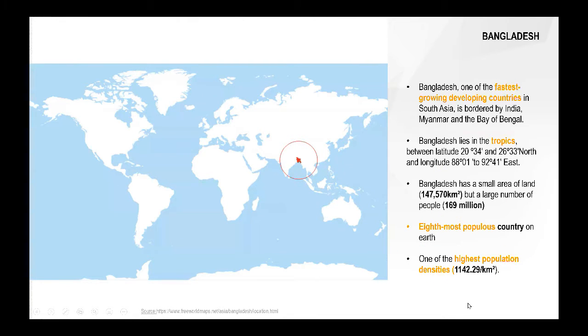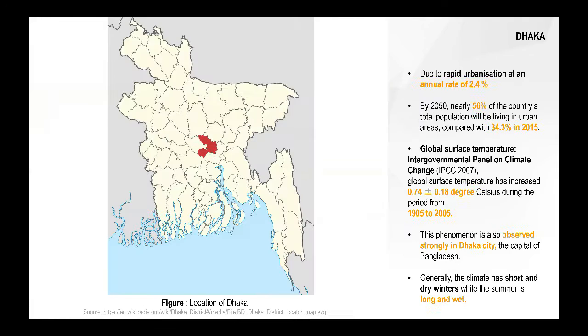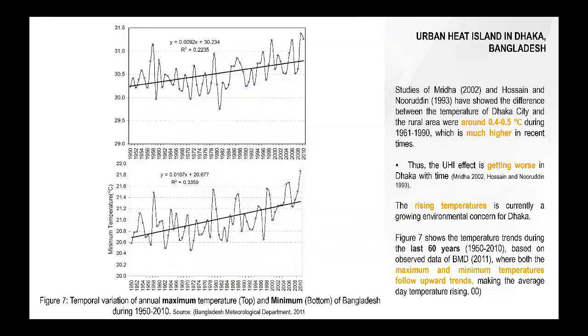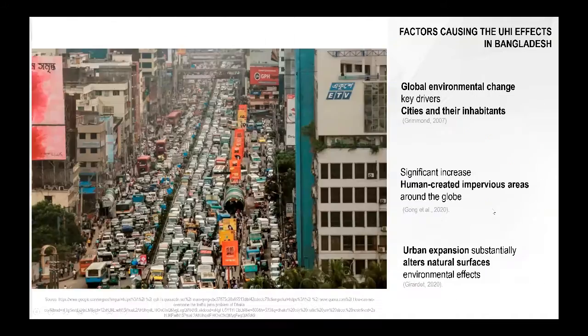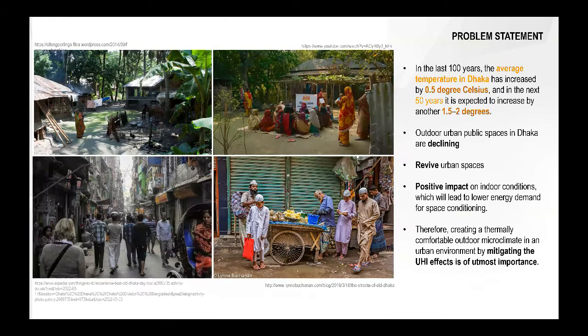This research is done on Bangladesh, which is a country in the tropics, and Dhaka is the city of Bangladesh, which is actually observing the strong urban heat island effect. And if we observe the maximum and the minimum air temperature over the last 60 years, these are showing upward trends. So this is the current scenario of the city where we have lost most of the trees and green surfaces, and that's why the situation is getting worse day by day.